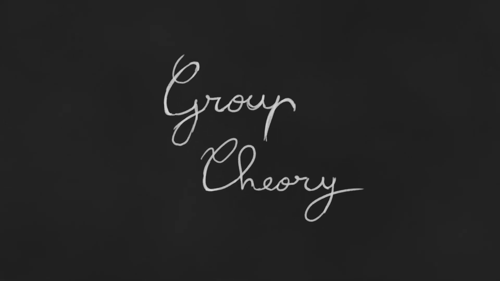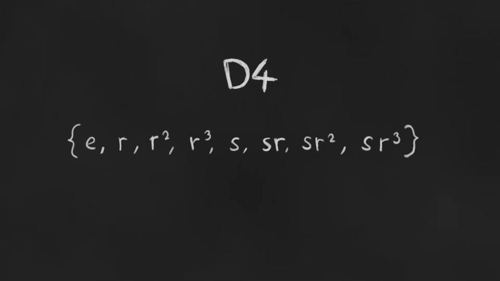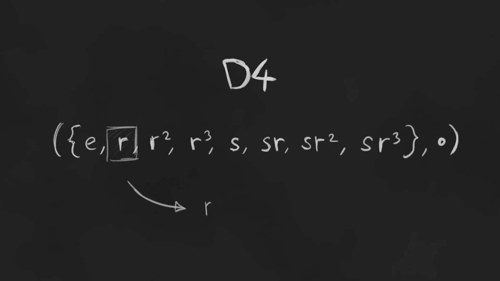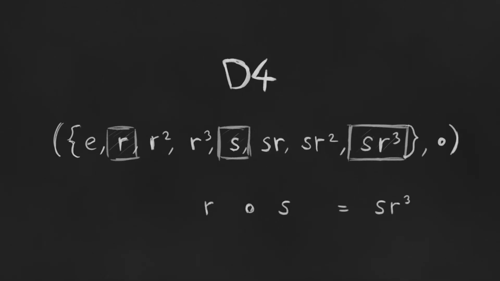This video is about visualizing ideas in group theory. If you've never met group theory before, don't worry, this video can serve as an introduction. A group such as D4 is a set of elements and a way to combine them through a multiplication operation, denoted here by this dot. For example, in D4, r dot s is SR cubed.